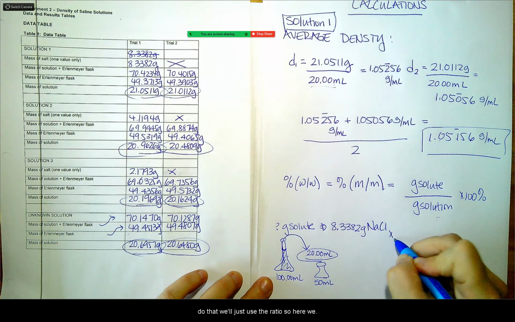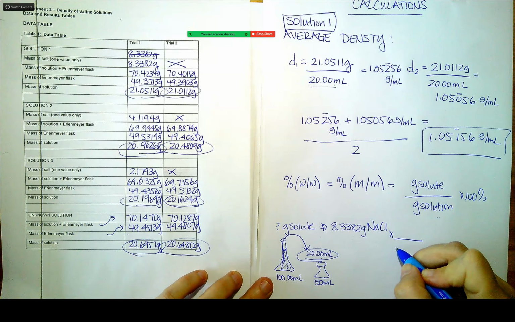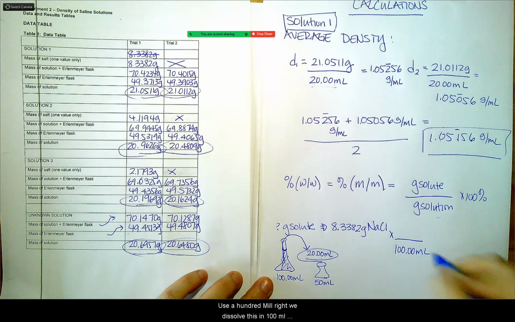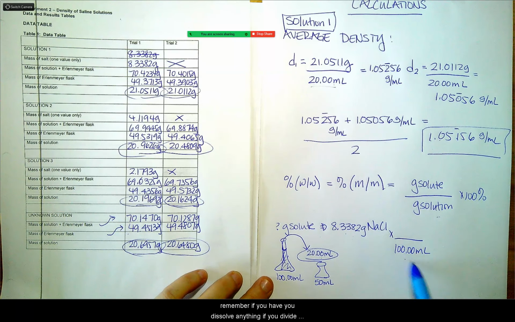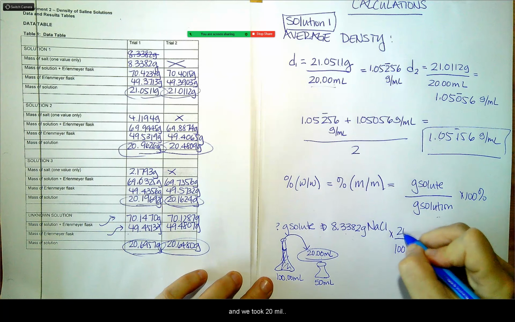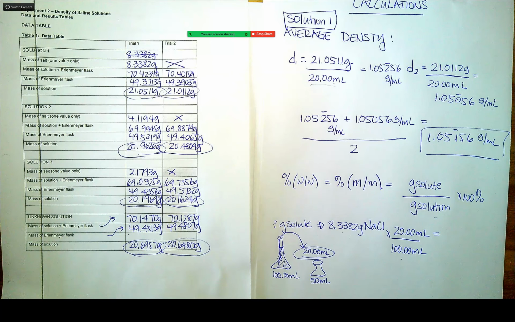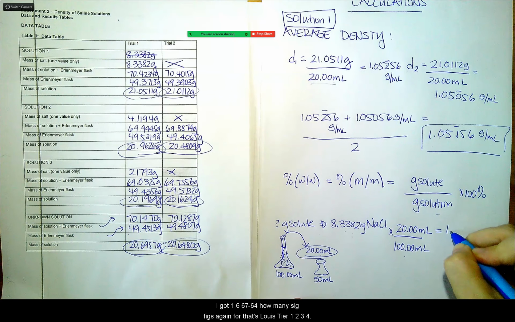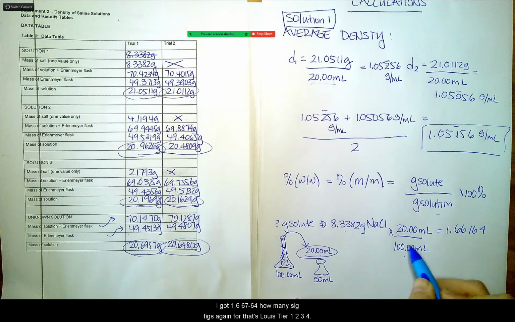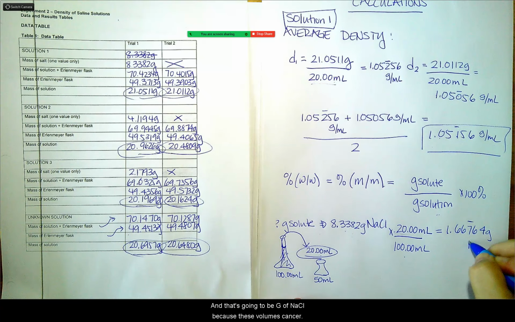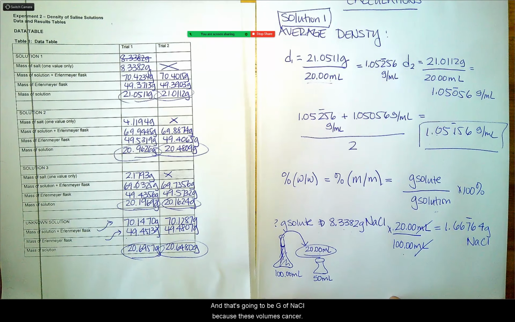Well, how do we do that? We'll just use the ratio. So here we used 100 mL. We dissolved this in 100 milliliters. Remember, if you dissolve anything, you have to divide. And we took 20 mL out. Now this will get us our grams of solute. So 8.3382 times 20 divided by 100. And I got 1.66764. How many sig figs? Again, 4. That's lowest here. 1, 2, 3, 4. And that's going to be grams of NaCl because these volumes cancel.